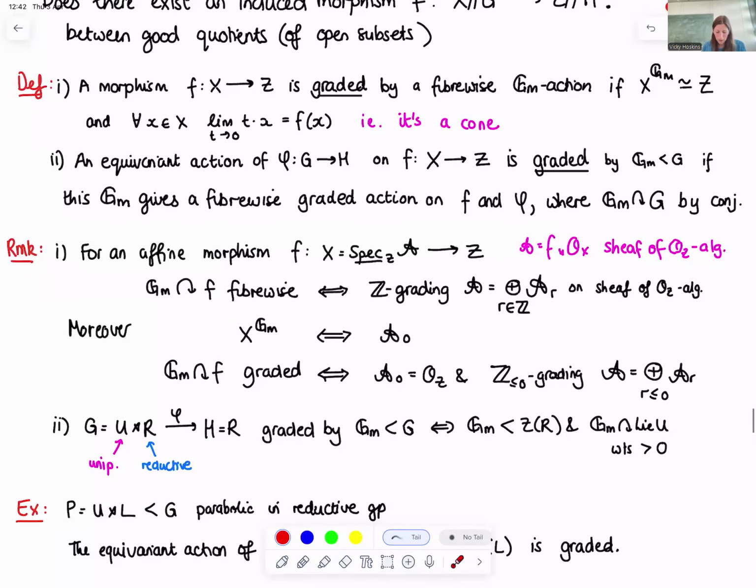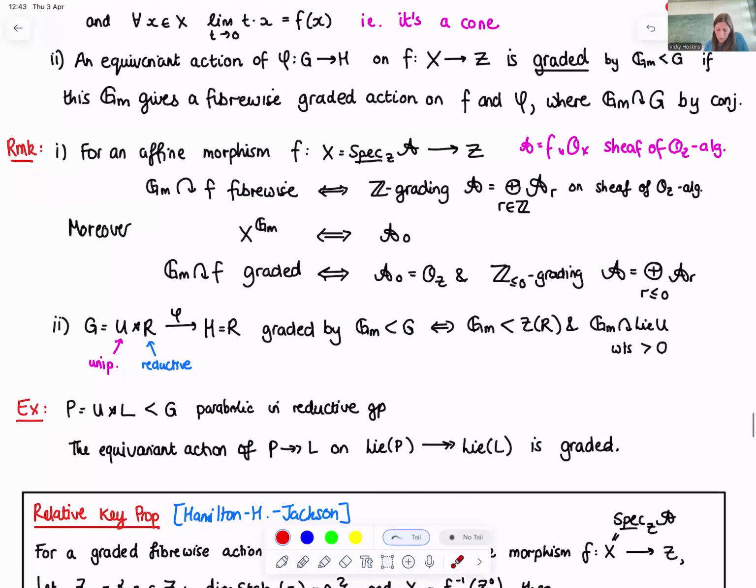And similarly, the morphism that we're interested in is actually this quotient morphism where you take G and you write it as its unipotent radical by some reductive part and you quotient out by the unipotent radical. Then this is graded by a copy of GM inside G. Actually GM is central in the Levi part R, and GM acts on the Lie algebra of U with positive weights. This is sort of a generalization of the setup that they had.